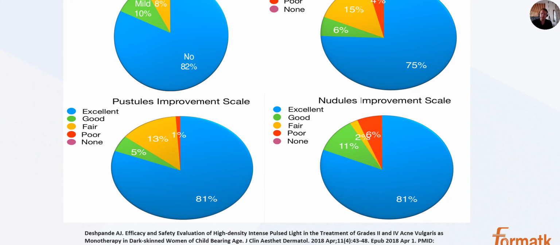And here you can see the results: erythema improved by 82%, the papules improved by 75%, nodules improved by 81%, and pustules improved by 81% here. And basically, if you want to read more, then please Google the efficacy and safety evaluation of high density intense pulsed light in treatment of grade 2 to 4 acne vulgaris as monotherapy in dark skinned women of childbearing age. It was published in 2018.